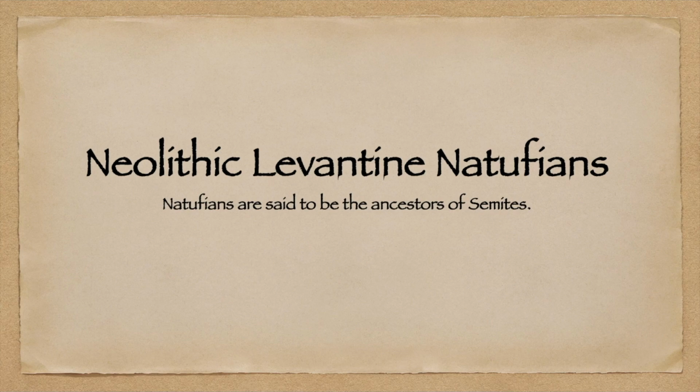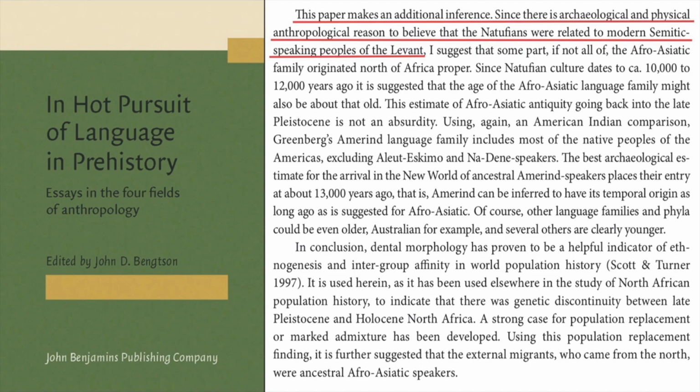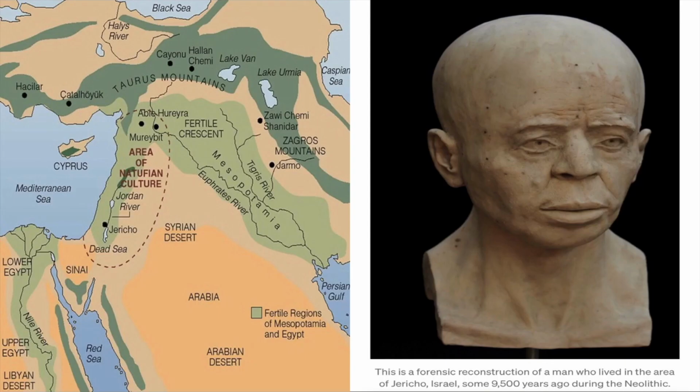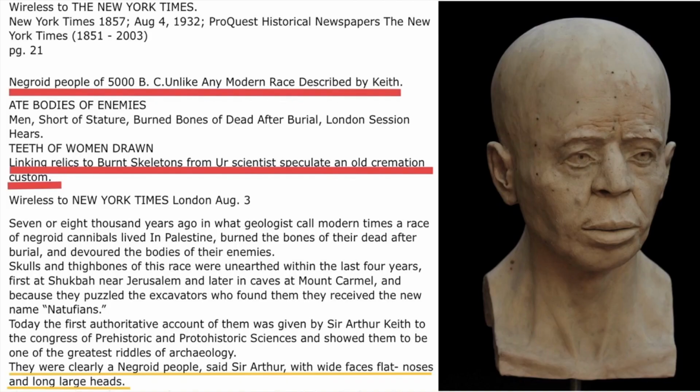So now, Natufians are said to be the ancestors of Semites. This paper makes an additional inference, since there is archaeological and physical anthropological reason to believe that the Natufians were related to modern Semitic speaking peoples of the Levant. So, what did Natufians look like? Here is the area of Natufian culture, basically in the Levant, all the way from Sinai to Syria. And as you can see on the right hand side of the screen is a reconstruction of a Natufian.